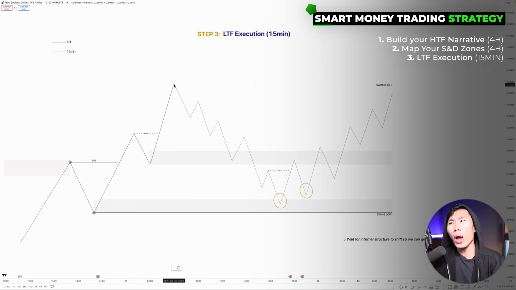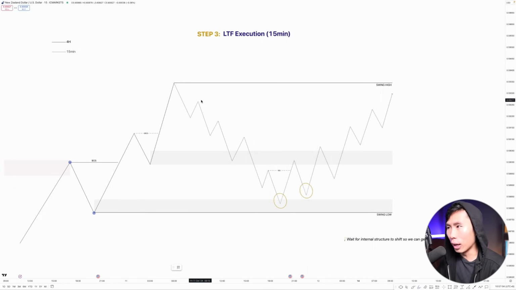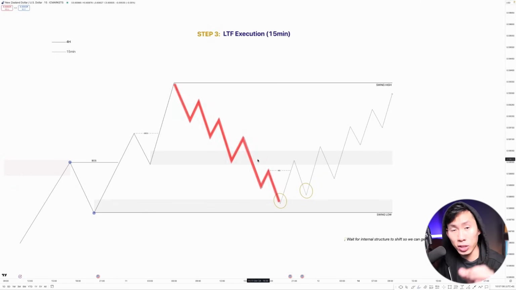So step 3 is where you execute your trade after price has entered into your demand zone. At this point, before we get too ahead of ourselves, you must be wondering, okay, are we allowed to trade right here where price has turned bearish to facilitate the pullback? Yes, you can.